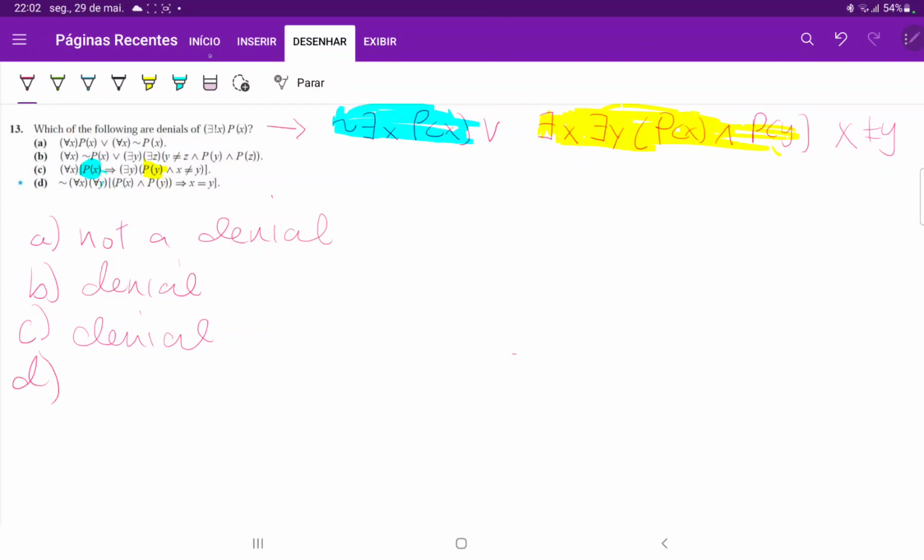And what about D? For D, we're saying that it is not the case that for all x and for all y, if p of x and p of y is true, then x is equal to y, right? Because this is a little bit confusing, let's first translate this. Remember that when we're denying, not all x, p of x just means that there exists an x such that not p of x. So we're going to change the universals into existentials.